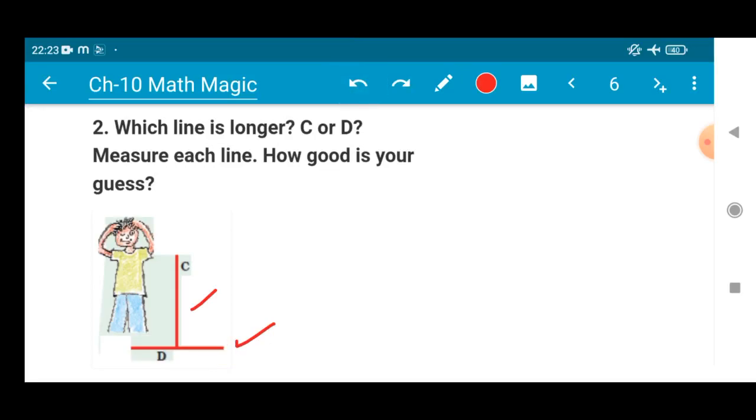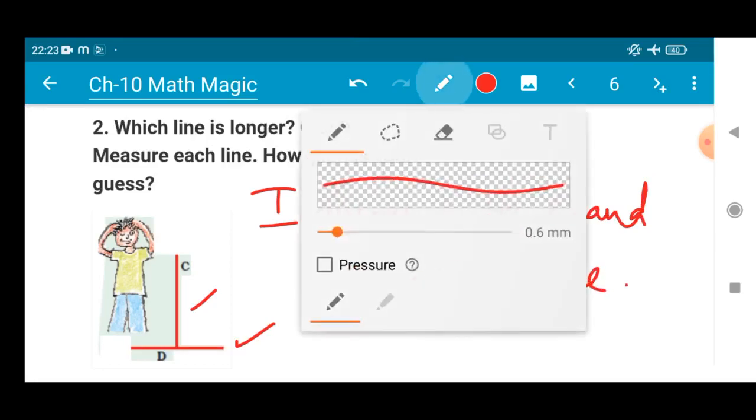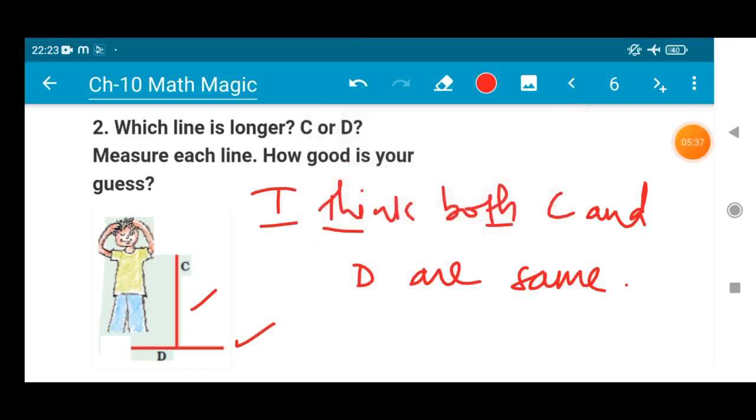So my guess is that I think both C and D are the same. Okay, so this is my guess. Now again, one more duty you have to do is, you have to check it and write down the actual measurement. If they are the same, then my guess is correct, as mentioned in the previous question also. But if both the values are not the same, then you have to say which one is bigger, which one is smaller.